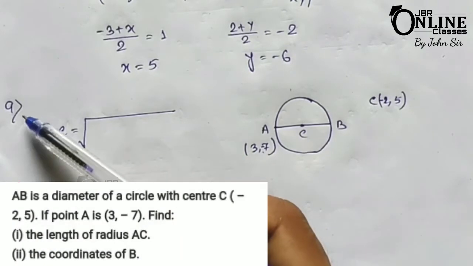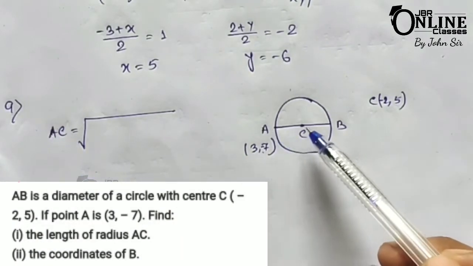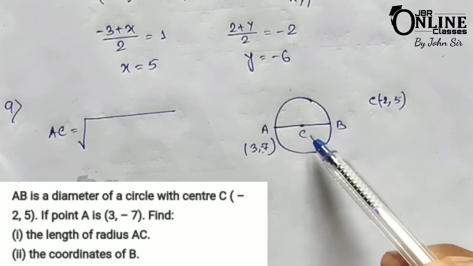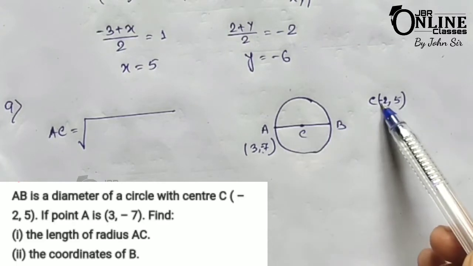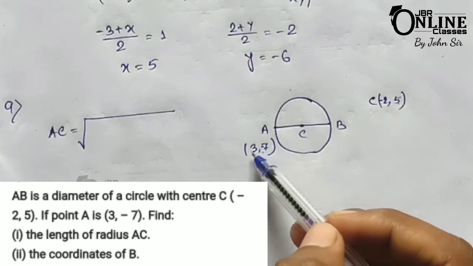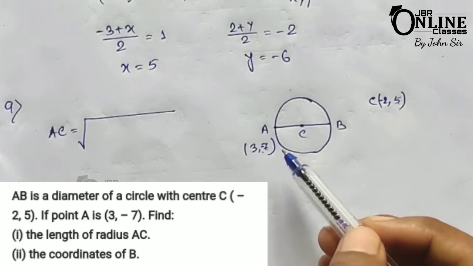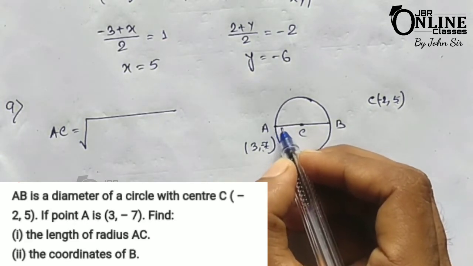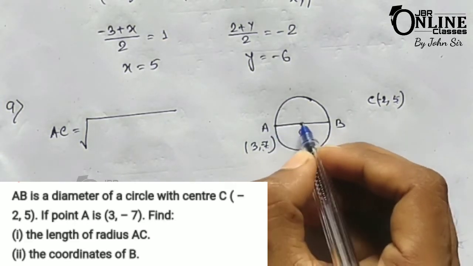Now sum number 9. In sum number 9, AB is a diameter of a circle. So here AB is the diameter of the circle with center C, and the coordinates of C equal (-2, 5). Okay, now next, the coordinates of point A equal (3, -7). Now first you have to find the length of AC. So to find the length of AC, that means we have to find the length of this one.